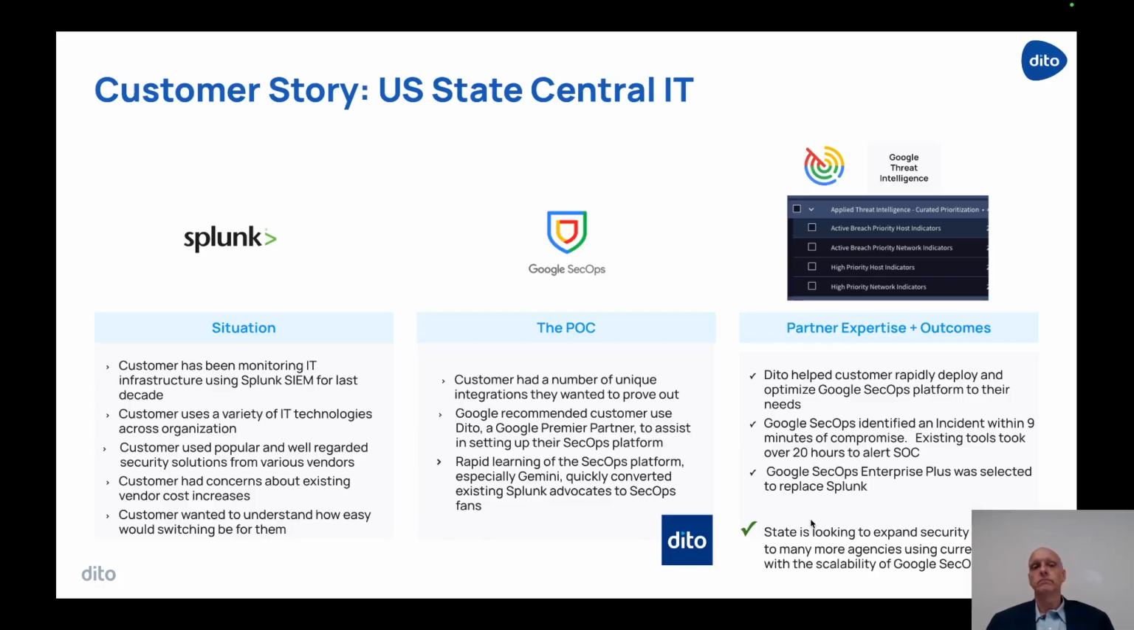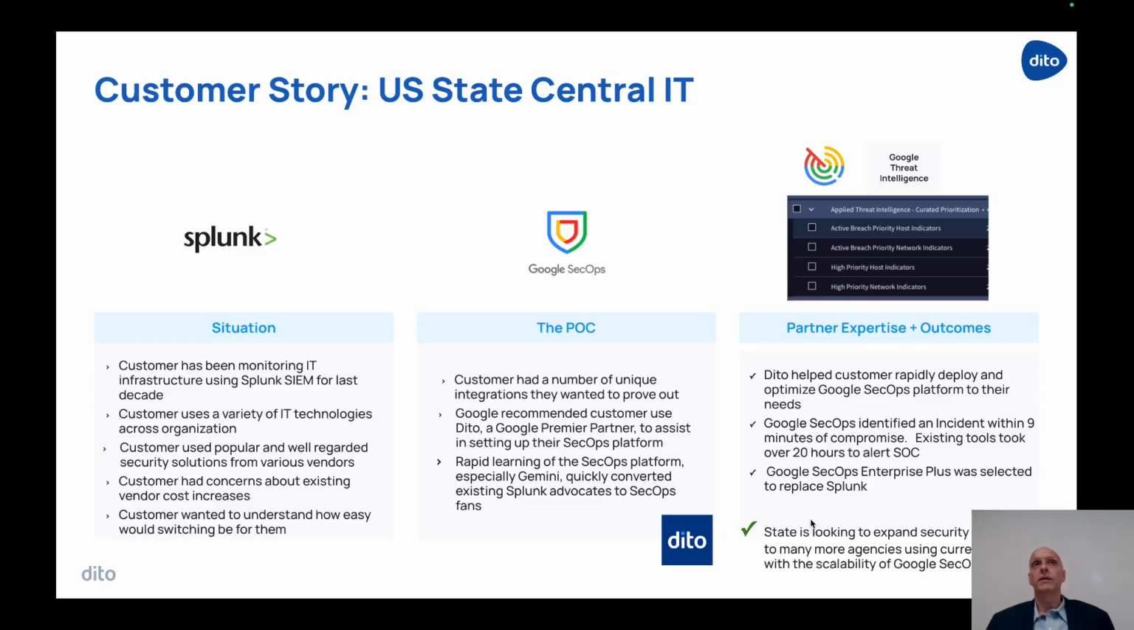One of them, just recently we're finishing off an engagement for a U.S. state and their central IT organization where they were on Splunk. They seemed to be quite happy with Splunk in their organization. However, they were only monitoring their own IT infrastructure for their own environment. And at this point in time, they're looking to grow their IT organization to expand to agencies that are currently not under their direct purview, and wanting to have better visibility over all state agencies.